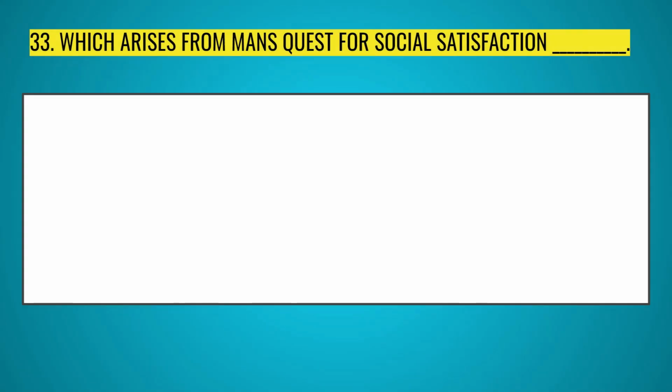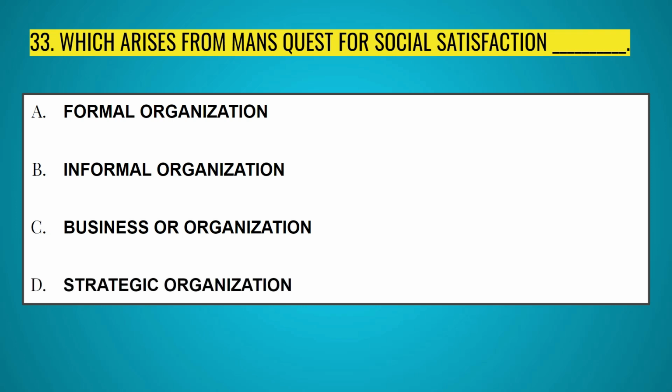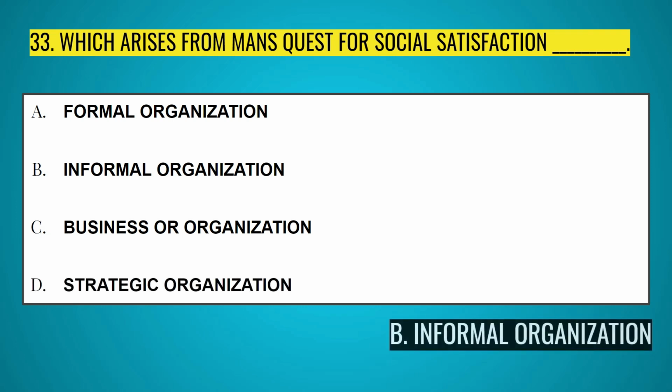33. Which arises from man's quest for social satisfaction. Option A. Formal organization. Option B. Informal organization. Option C. Business or organization. Option D. Strategic organization. The answer is option B. Informal organization.